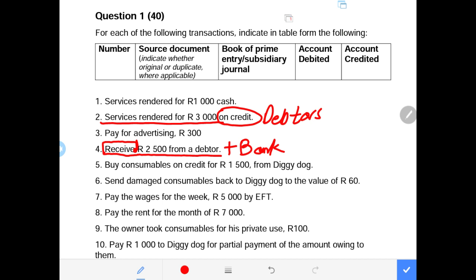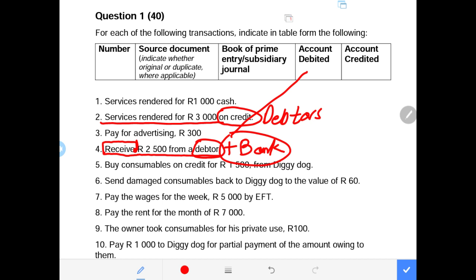Then the question is to say, what type of account is bank? Bank is an asset. Which side does bank account increase when we receive money? Bank account increases on the debit side. So the account to be debited will be bank. We have received money from who or for what? We have received the money from a debtor. A debtor has paid their account.